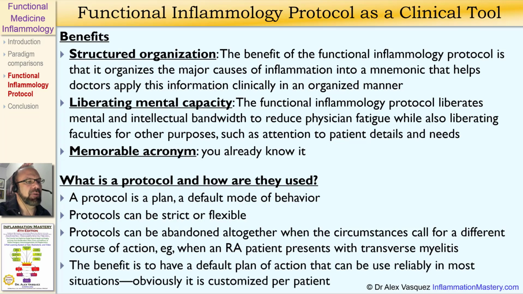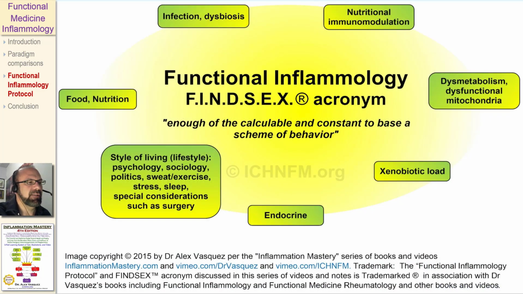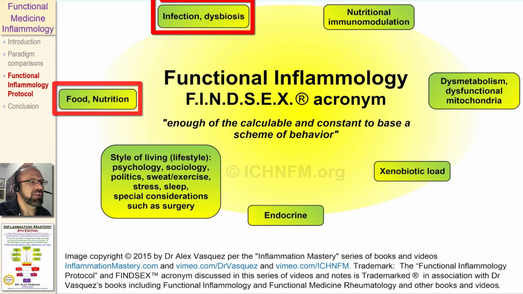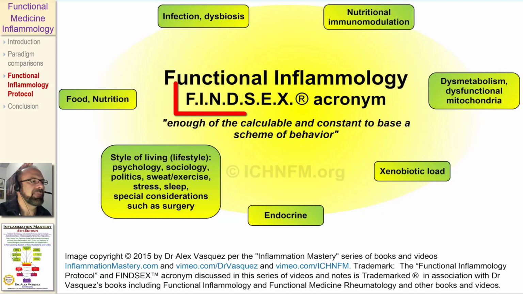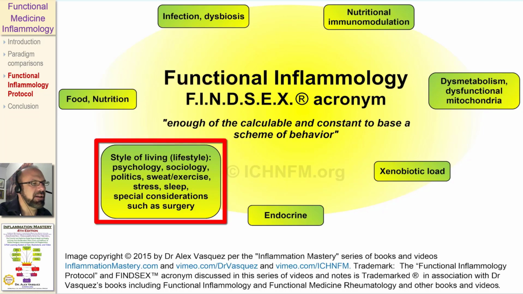So what this provides you is a default plan of action that can be used reliably in most clinical situations. Obviously, again, we customize this per patient and per clinical situation. Here's another way of visualizing these major components. Again, food and nutrition, infection and dysbiosis, nutritional immunomodulation, dysmetabolism, and dysfunctional mitochondria. The acronym for those 4 categories is FIND. Then we move to style of living, psychology, sociology, sweat as a metaphor for exercise, stress, sleep, special considerations with supplementation, and those special considerations can also include surgery.